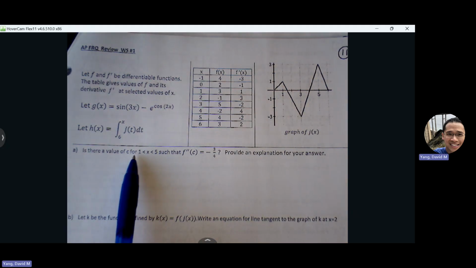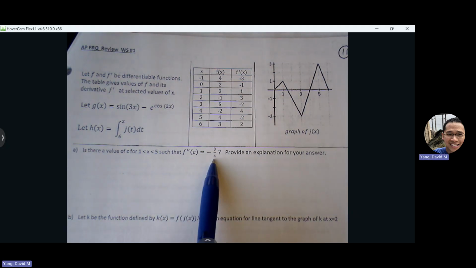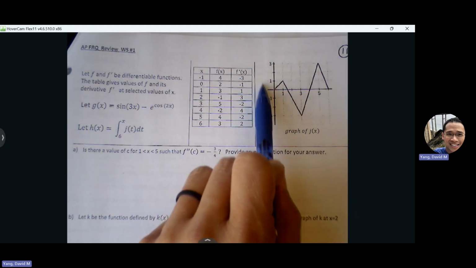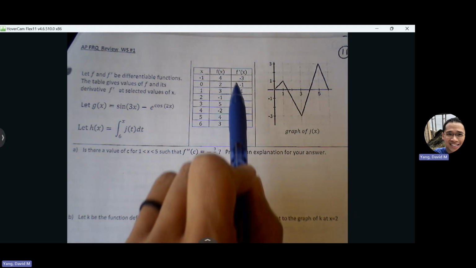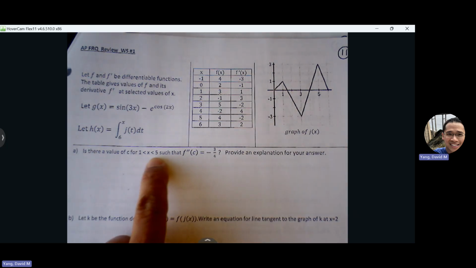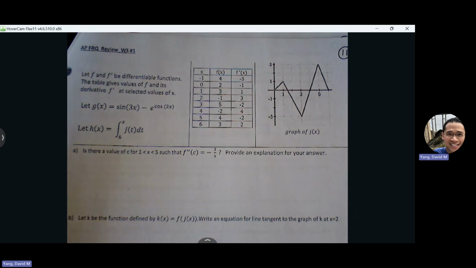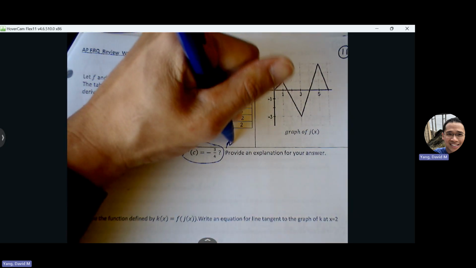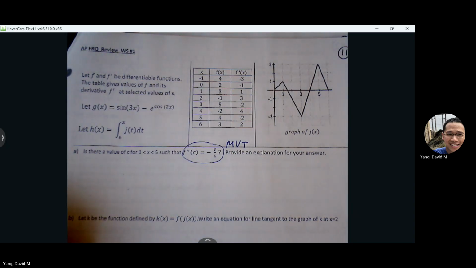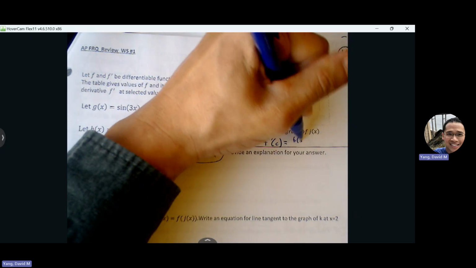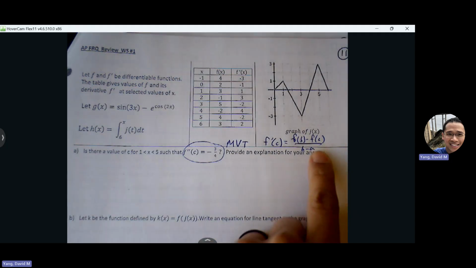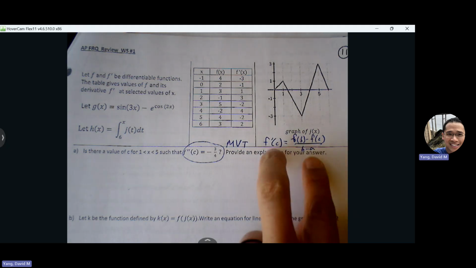So part A: is there a value c between 1 and 5 such that f double prime of c is equal to -3/4? If you look, we don't have a table for f double prime, but we do have a table for f prime. And anytime we're trying to guarantee a slope of some value, we should be considering that they're trying to get us to use MVT. Even though MVT typically is this formula, f prime of c equals f of b minus f of a over b minus a, it's the average rate of change equaling the instantaneous rate of change.